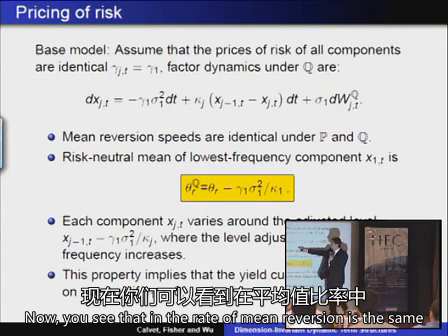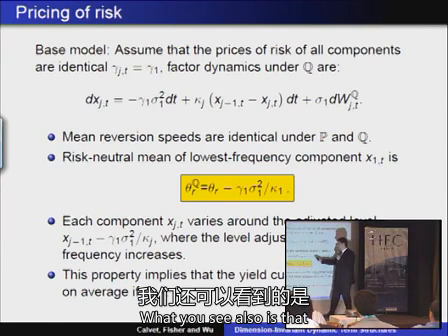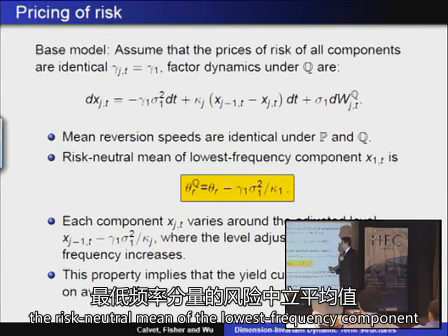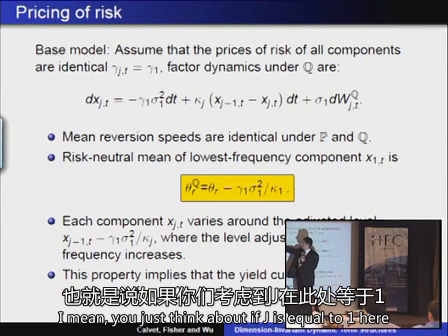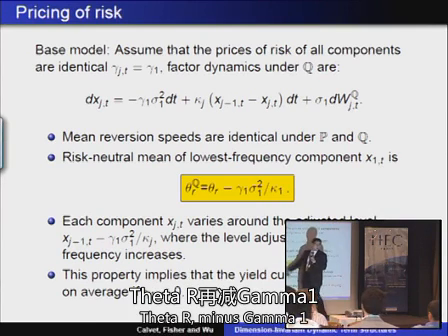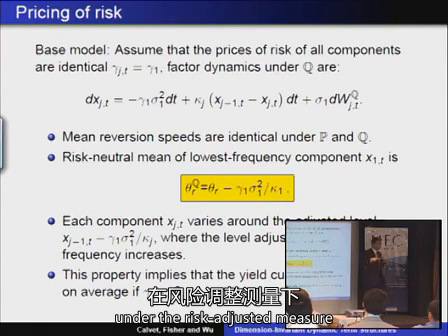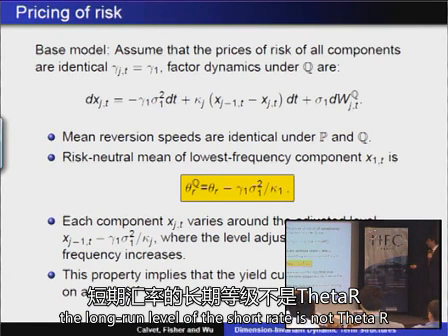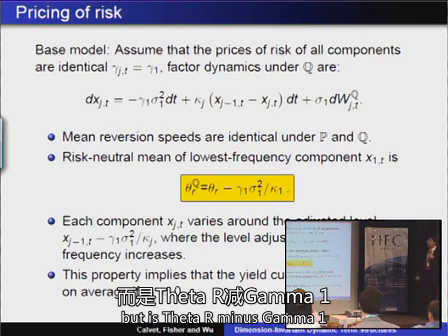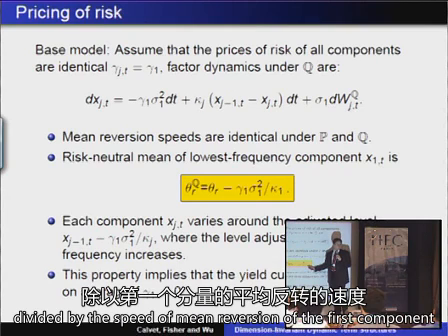Now, you see that the rate of mean reversion is the same under the statistical measure and under the risk-adjusted measure. What you see also is that the risk-neutral mean of the lowest frequency component, just think about if j is equal to 1 here, you're going to have kappa 1 times theta r minus gamma 1. These are constant terms, which imply that under the risk-adjusted measure, the long-run level of the short rate is not theta r, but is theta r minus gamma 1 times the volatility of the shocks divided by the speed of mean reversion of the first component.